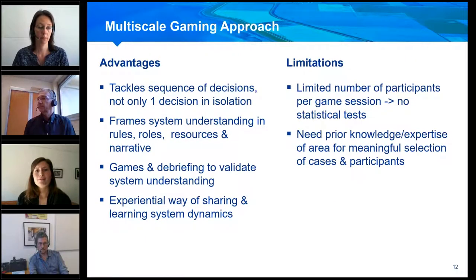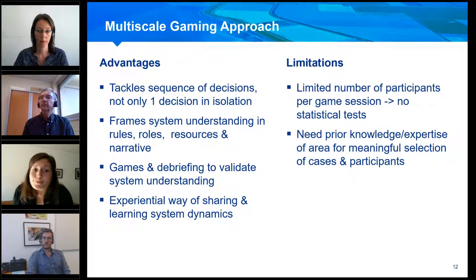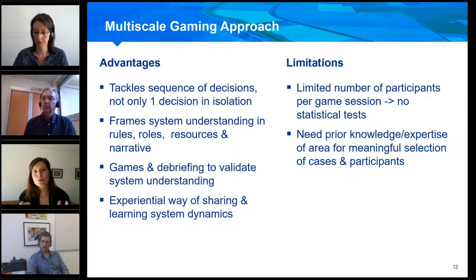Now, what are advantages and limitations of a multi-scale gaming approach? On the one hand, it is an empirical method to look at a sequence of decisions, where one decision is mostly based on an earlier decision, so they create a context for each other. And a recent meta study found out that most of the land use decision making studies only look into one decision in isolation, which very often probably leaves out a lot of context.